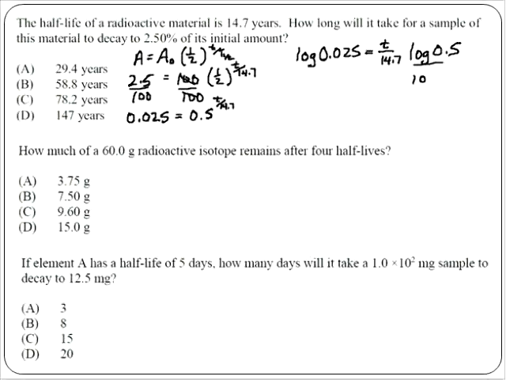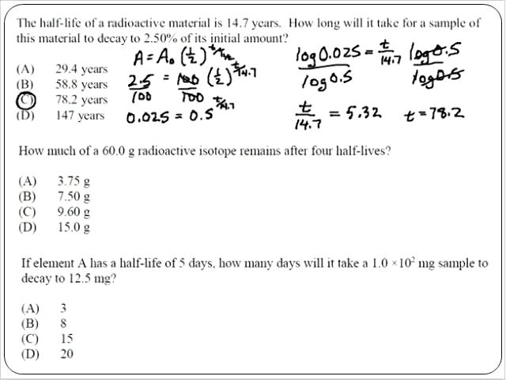Now all I have to do is divide both sides by the log of 0.5, like this. That cancels. And that leaves me with t over 14.7 is equal to the log of 0.025 divided by the log of 0.5, which happens to be 5.32. Then all you got to do is cross multiply. So t equals 14.7 times 5.32, which means t equals 78.2, which is choice C. That's how you use logs to solve these exponential decay problems.